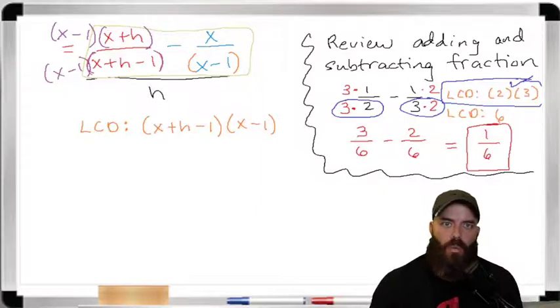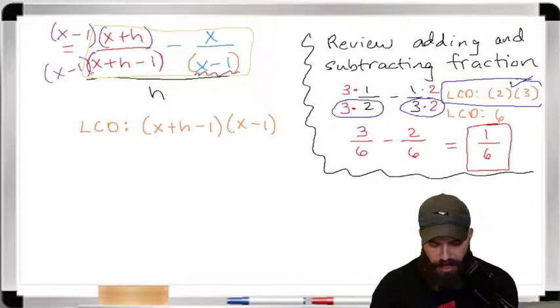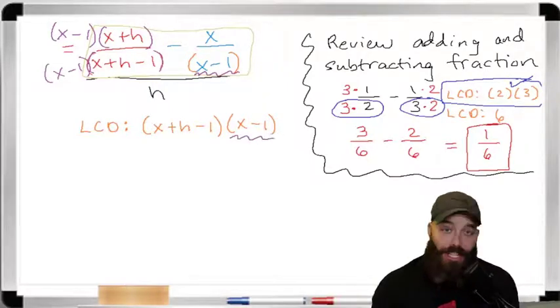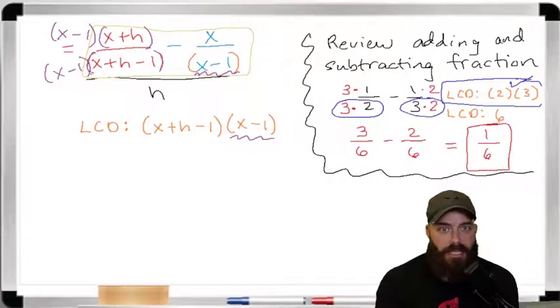Okay, so now go over to the second fraction. Well, the second fraction has the x minus 1 part of the common denominator. So to make it the common denominator, we need to multiply by x plus h minus 1.